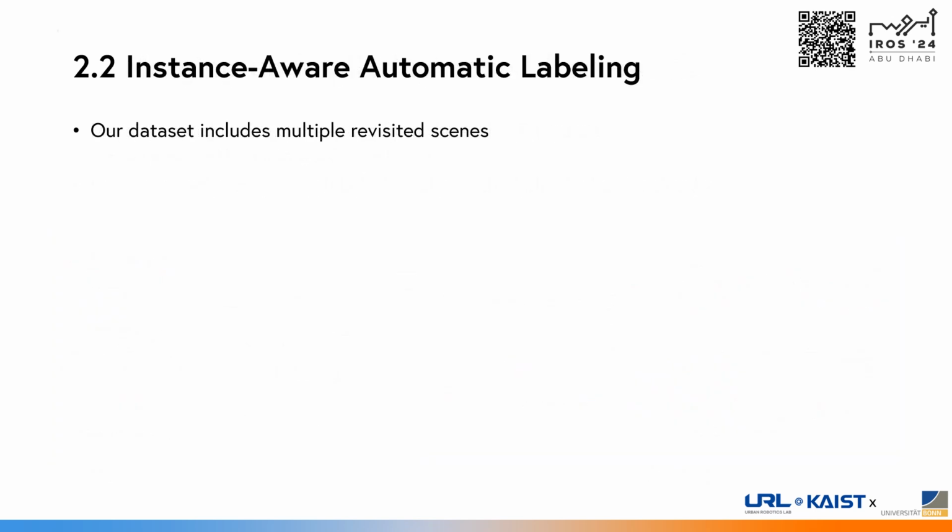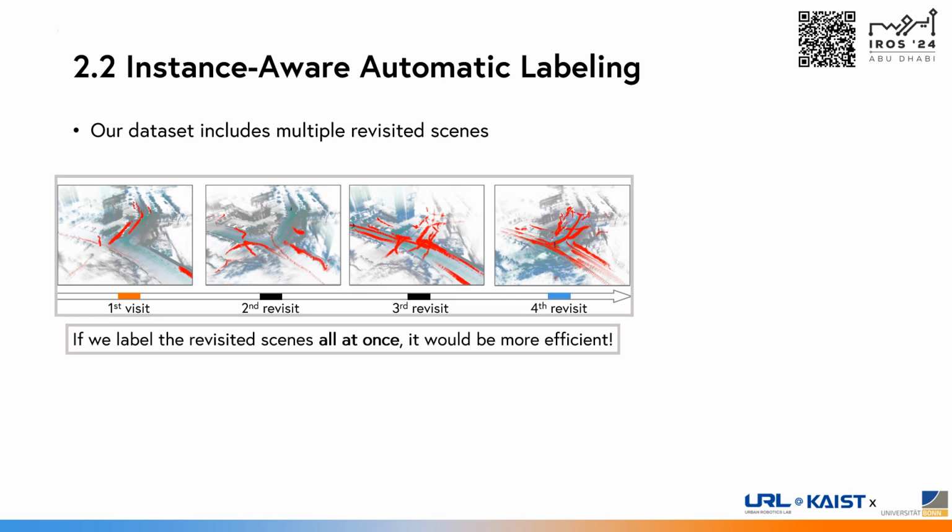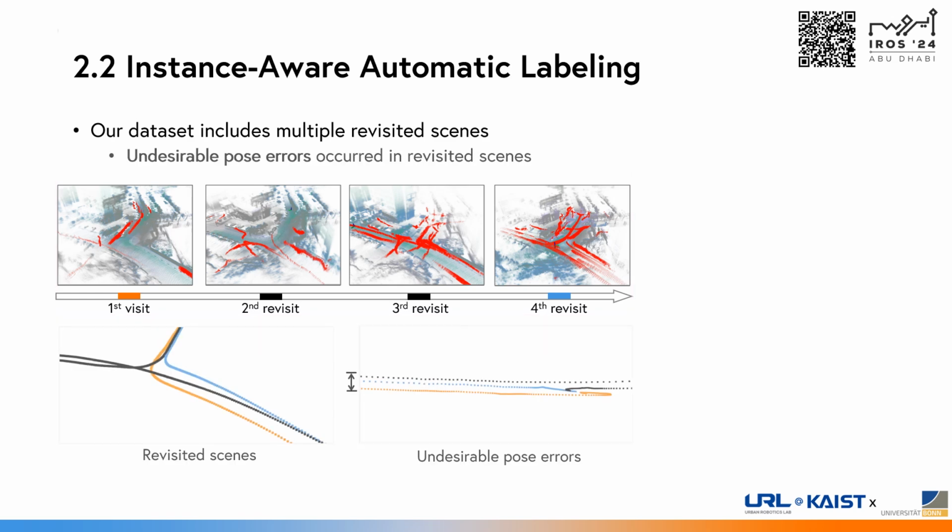As mentioned in the previous slide, our dataset includes multiple revisited scenes. Therefore, if we label the revisited scenes all at once, it would be more efficient. However, even though we use the provided ground truth poses to merge revisited scenes all together, we found that undesirable pose errors occurred in revisited scenes.